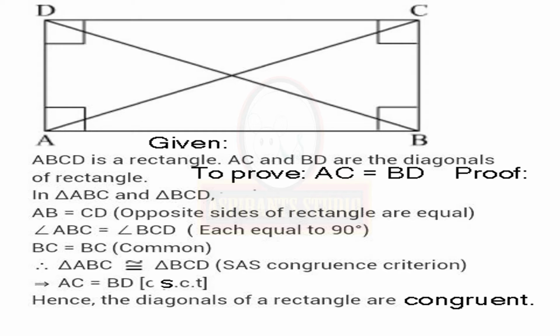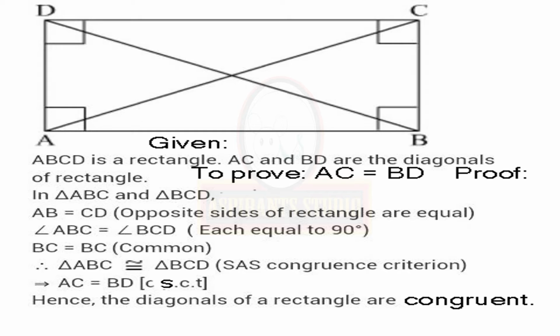In triangle ABC and triangle BCD, look at the figure. Segment AB is congruent to segment CD. Otherwise, you can write AB is equal to CD. Length of AB is equal to length of CD, because the reason is opposite sides of a rectangle are equal. Opposite sides of a rectangle are congruent.